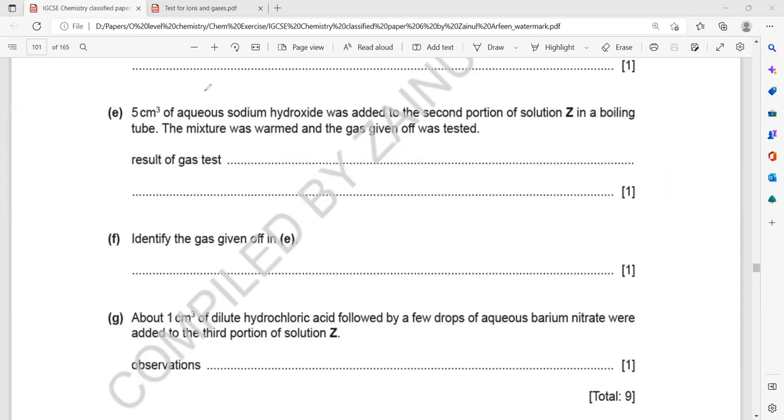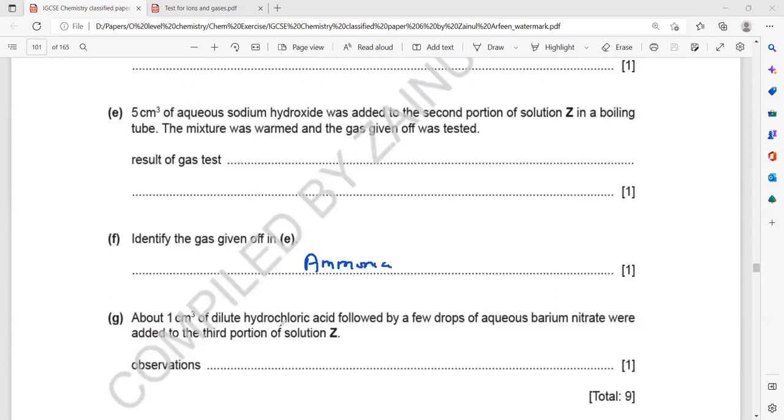The equation for this: you have ammonium sulfite. When you add sodium hydroxide, it will produce ammonia, water, and sodium sulfite. So this ammonia we tested. Ammonium salts, when heated with alkali, always give off ammonia. So the gas given off in E is ammonia.